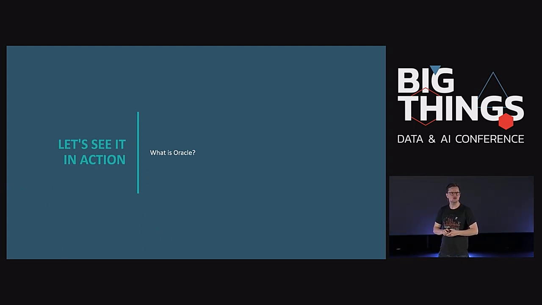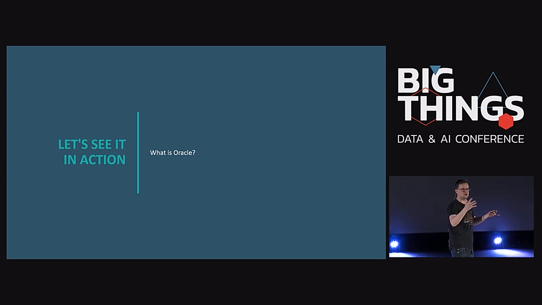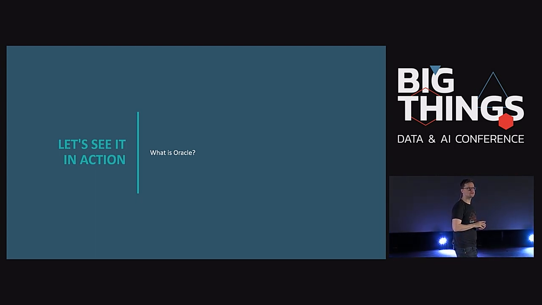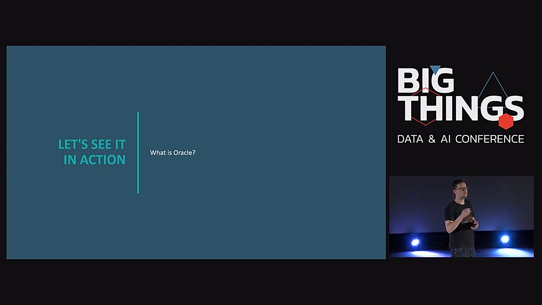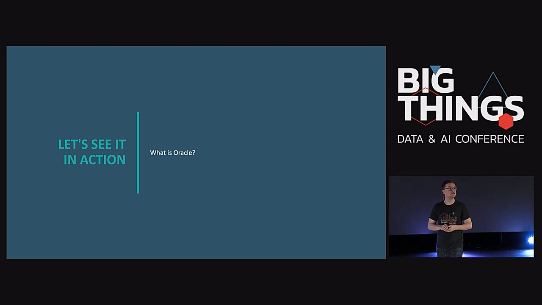So let's head into what this looks like in action. Imagine you have something just as simple as Oracle. What is Oracle? This is where this pre-processing step comes in. The fact that we can use named entity recognition to figure out that, in the context of this text, this is highly likely to be a company. This depends on the models that you have available.